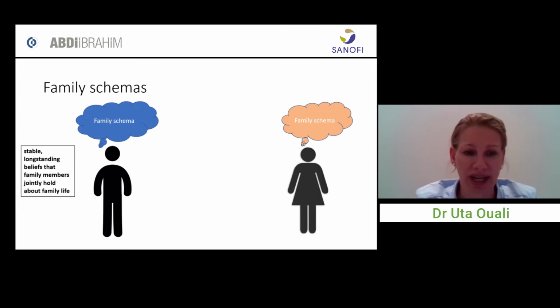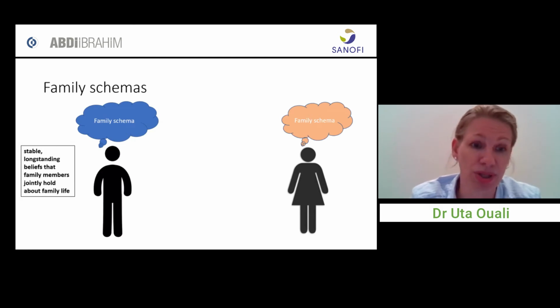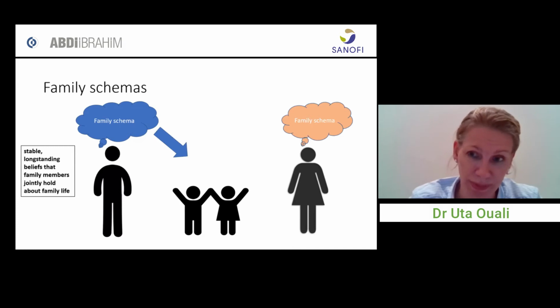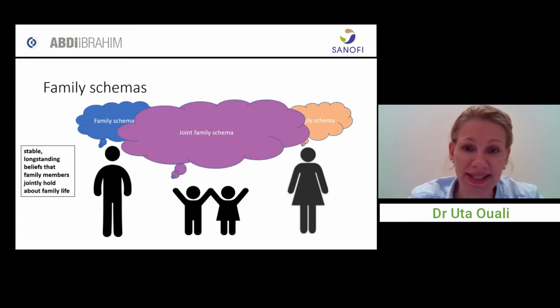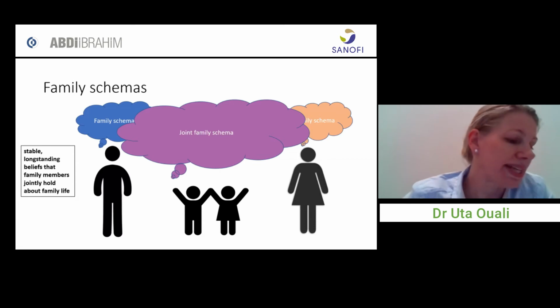And so when you have a couple, or a man and a woman who are going to form a couple, each of them brings into the couple a certain family schema from his family of origin. Now, once this couple then has children, the family schema will trickle down from the man and the woman and will give rise to a joint family schema. Now, these schemas, what are they good for? In fact, they serve as a template for family member functioning.